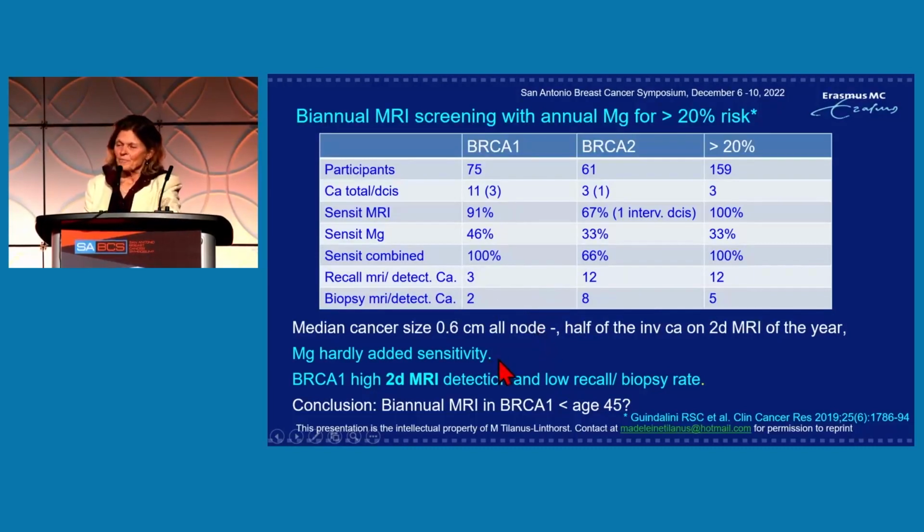However, especially in the BRCA1 mutation carriers, the MRI recall rate per detected cancer was 3 and the biopsy rate 2, which is quite reasonable. So maybe this is really cost-effective in the younger BRCA1 mutation carriers, but I don't know a cost-effectiveness study for the BRCAs, let alone the women at familial risk for this scheme.